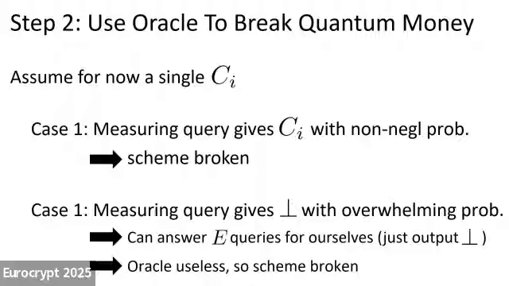If we always knew that the evaluation query was going to return bot, we don't have to make the evaluation query at all, and this means that the evaluation oracle is actually useless, and we can remove it. And if we can remove it, then information theoretically, the scheme is broken. It's not hard to show that public key quantum money does not exist, information theoretically, without an oracle.